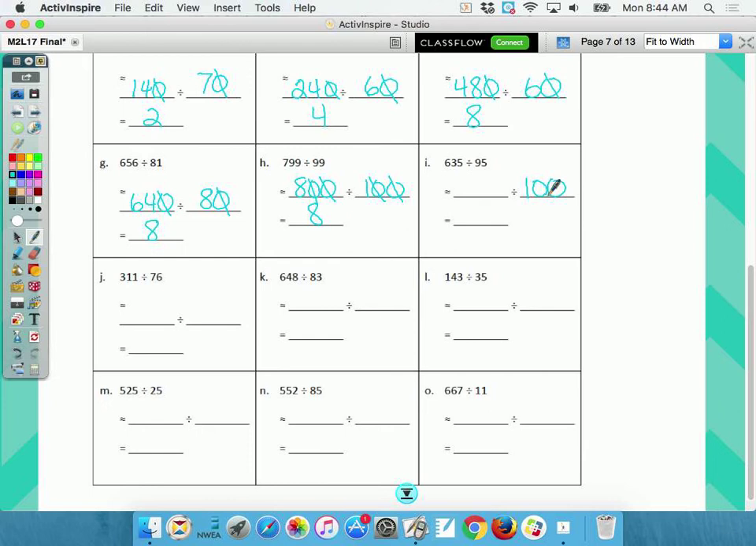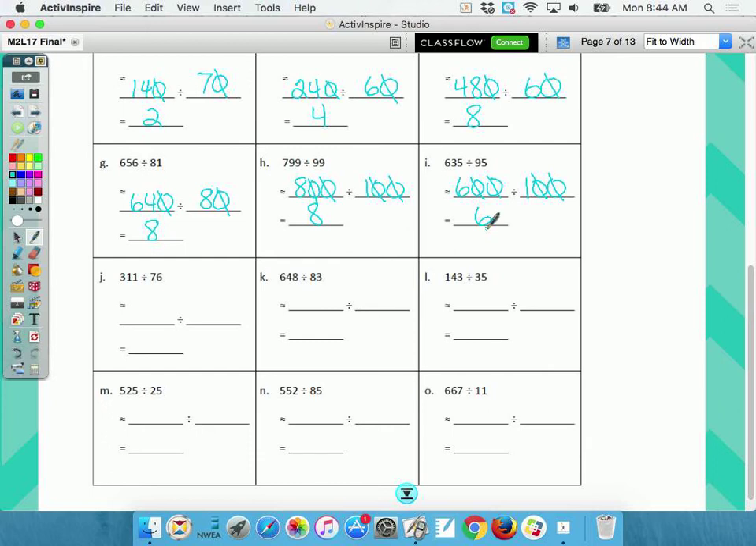So I have to go down to 600. Just because 95 rounded up, it won't always be 100. Maybe this one's hard. Do you have this many rows on your page, or do you have to turn it over? No, okay. It actually looks pretty easy.